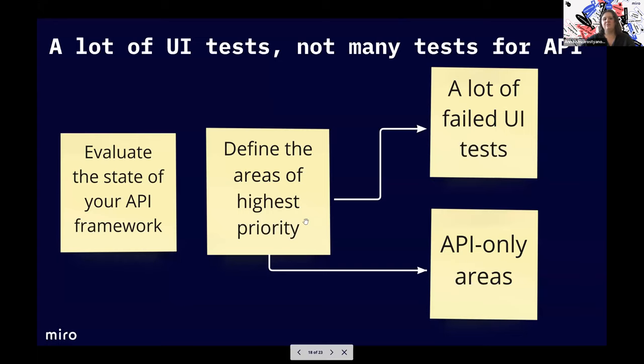And then you need to define the areas of high priority. Okay, you migrated the tests. Next thing, you need to cover a lot of UI tests, it might be a first priority, or you can cover, for example, API-only areas. In our application, it's, for example, the admin panel. It doesn't really matter how good it looks, but it really matters how it works. And here, API is crucial to test.